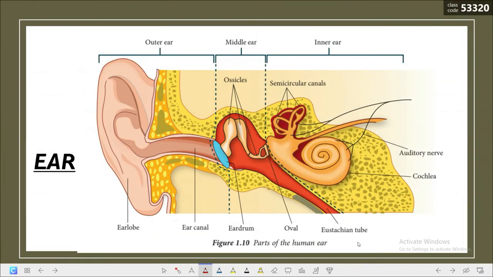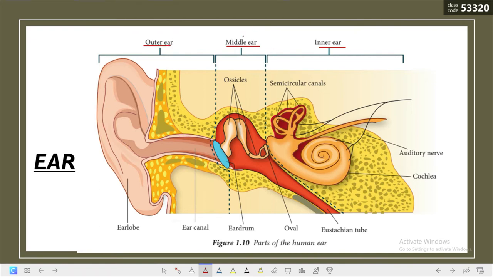Okay, so the next part of the sensory organs is the ear. There are three parts of the ear: the outer ear, the middle ear, and also the inner ear. The outer ear consists of the earlobe and also the ear canal. So that is the outer ear.